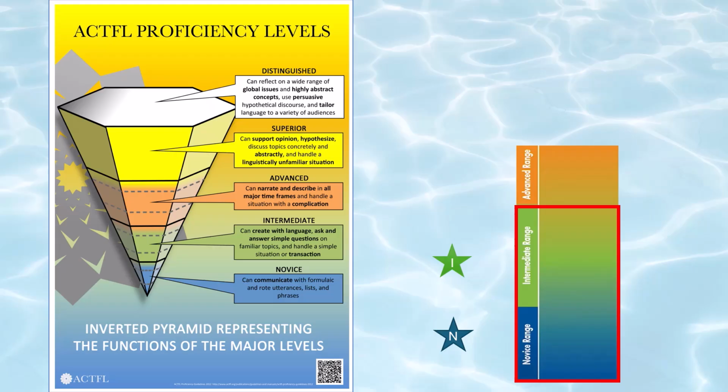And I do want to point out too that when students are at the high range of any given proficiency level, they're capable of carrying out some of those next level functions according to the descriptors, but they just can't do it every single time. So, for example, intermediate high learners can sometimes function at the advanced low level and narrate in all time frames, maybe even handle a situation with a complication, but they just can't do it consistently. So they've got one foot in the next level, but they're not yet on solid ground there.